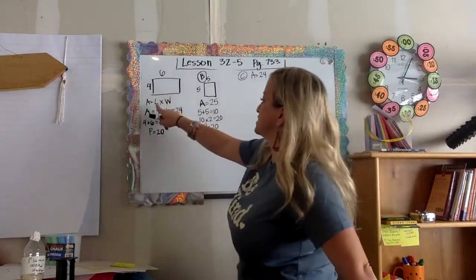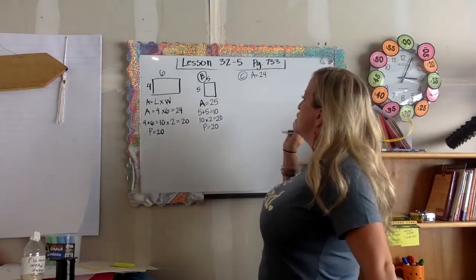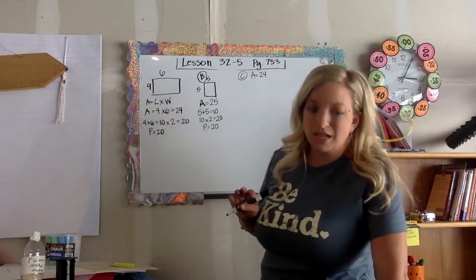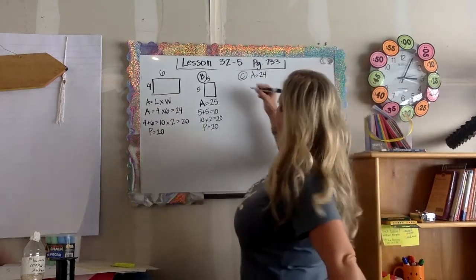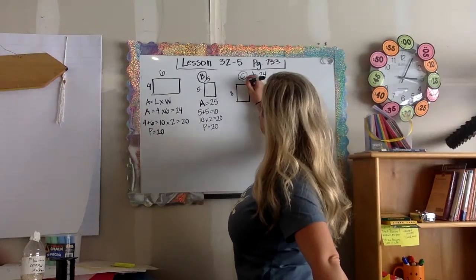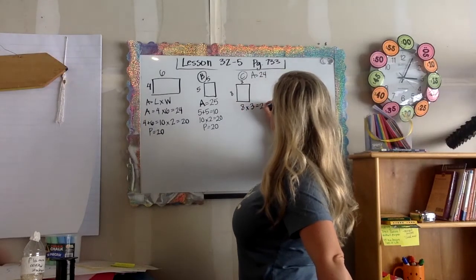Because I'm multiplying length times width to get the area, I need two numbers that will also equal 24. I can do 4 times 6. I can also do 8 times 3. So I'm going to do 8 times 3. This is 8, and this is 3. Now I know 8 times 3 is 24.